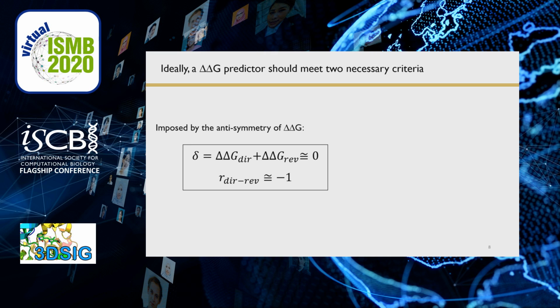In the beginning, I mentioned that delta-delta G has the anti-symmetry property. This means that ideally a delta-delta G predictor should meet the following 2 necessary criteria.